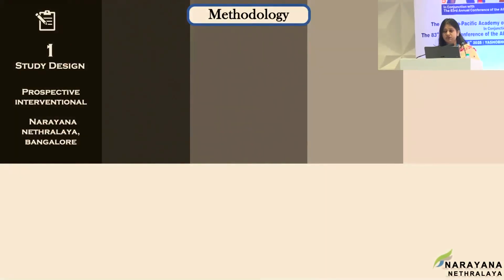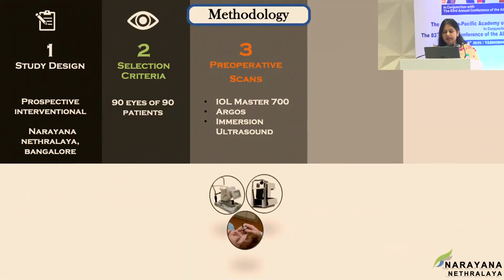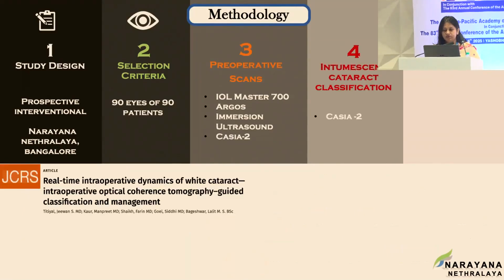It was a prospective interventional study. We included 90 patients who were diagnosed as intumescent cataract on slit lamp. We excluded patients for whom we were not able to take a good scan, those posted for femtosecond, any complicated surgeries, or if there was a capsular fibrosis noted. We did preoperative biometry scans for all of them.